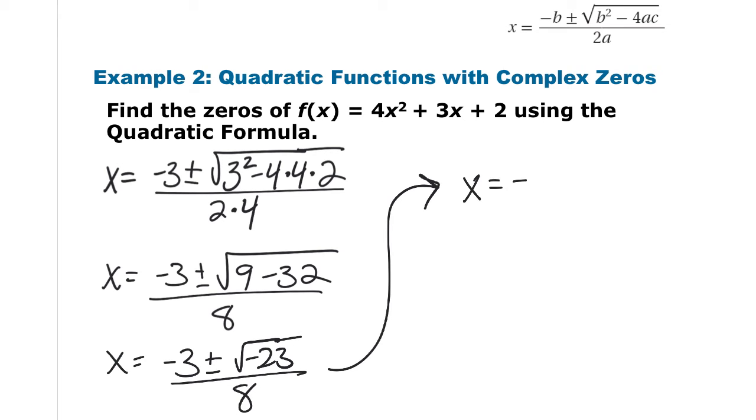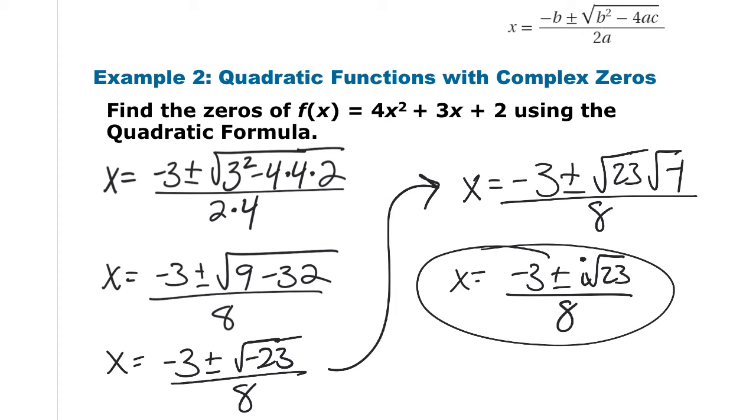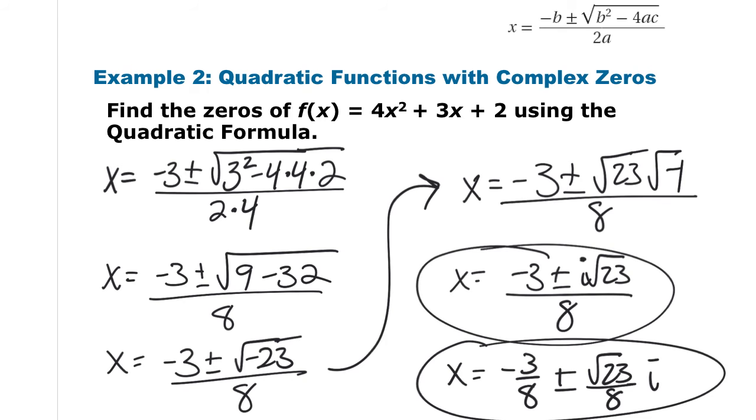So here's what I have so far. As I keep simplifying, I'm going to break this up into the square root of 23 times the square root of negative 1. The square root of 23 doesn't split up into anything else. And so I'm left with i times the square root of 23 over 8. So here's my solution. If you look in the book, you would see them split this up into -3/8, divide that part by 8, plus or minus the square root of 23/8 times i. It's just another way to write it.